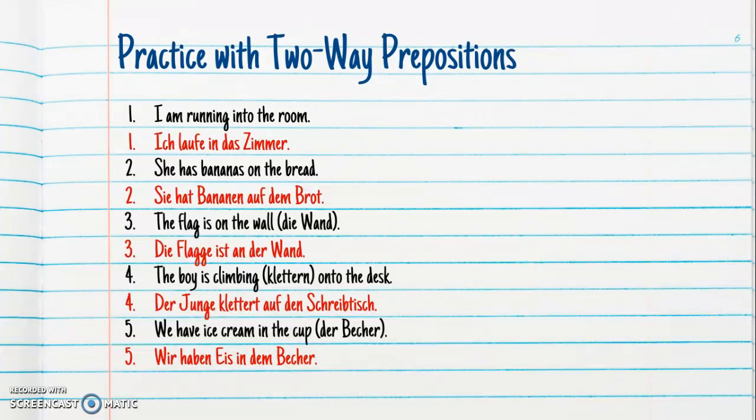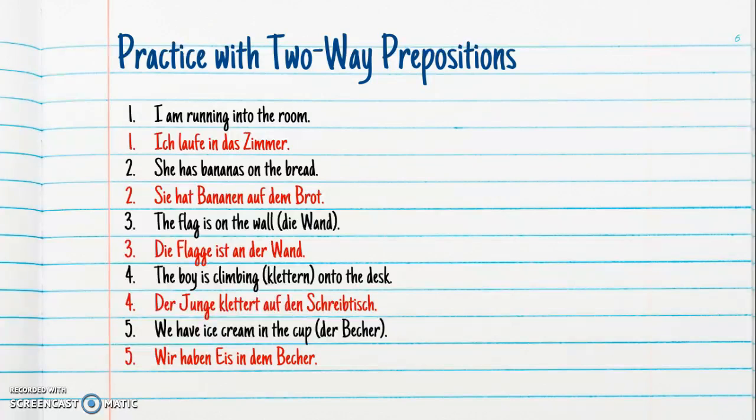Number four, we have der Junge klettert auf den Schreibtisch. Here, climbing onto the desk, it's showing some motion, so we're using the accusative case with the masculine noun Schreibtisch. So therefore, we're using auf. A desk is a horizontal surface, and den, the accusative masculine article.